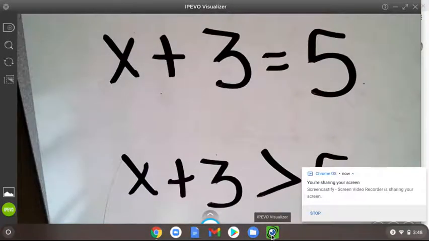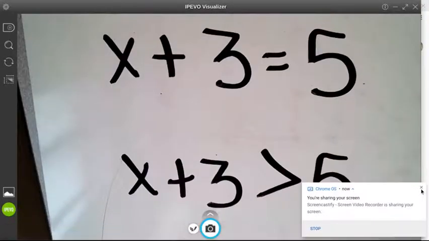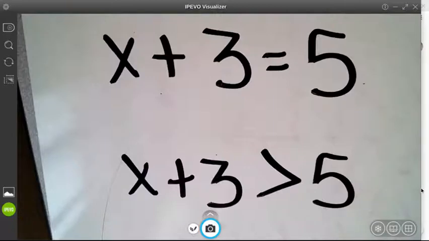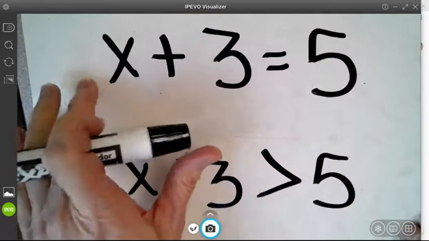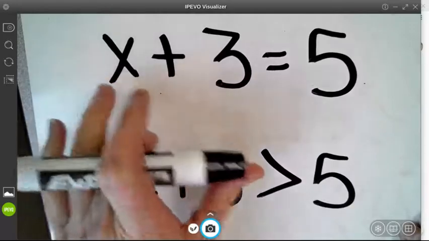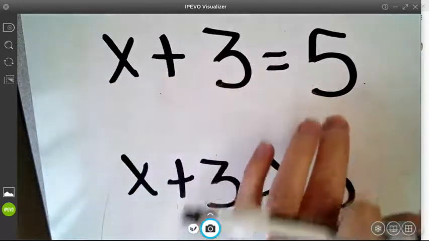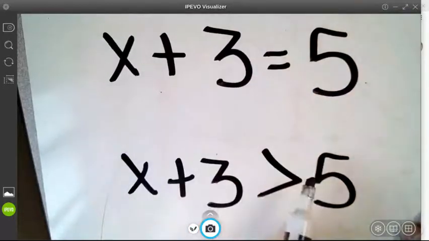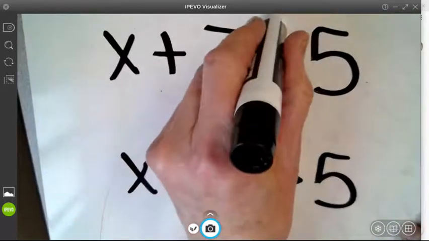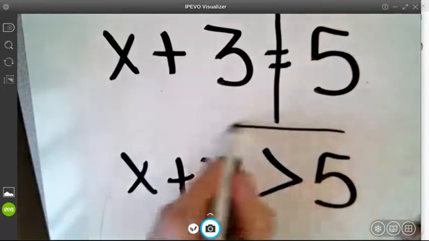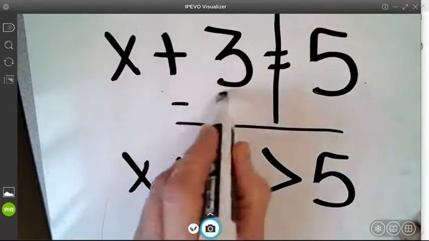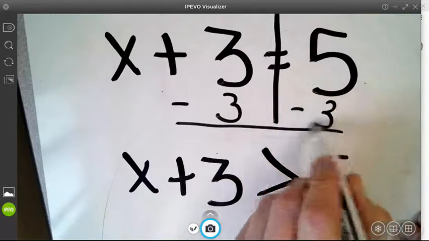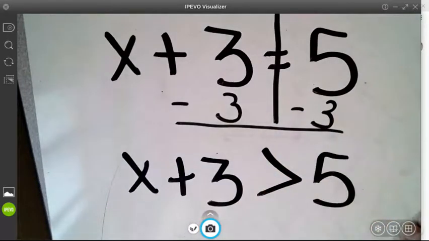Hi, today we're going to talk about solving inequalities. We've already learned this type of equation, x plus 3 equals 5. We call this an equation, and you can hear the equal sign is in there. We would solve this by making our balancing scale and subtracting 3 from both sides. And we would get x equals 2 at the end of this.